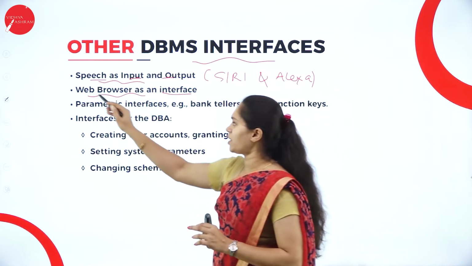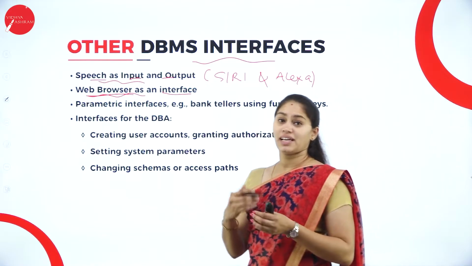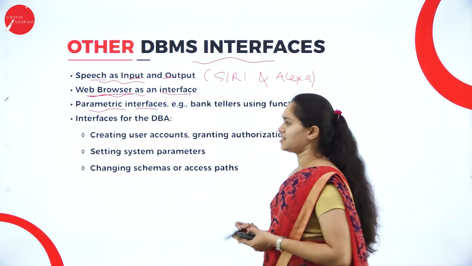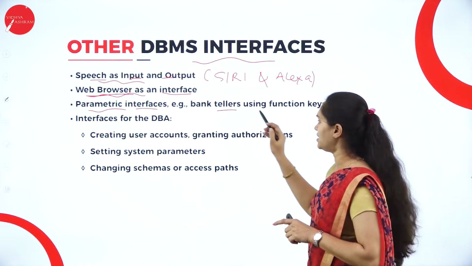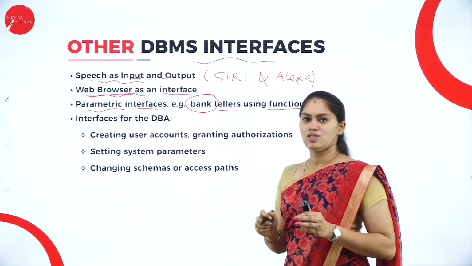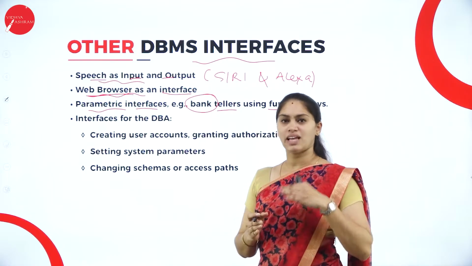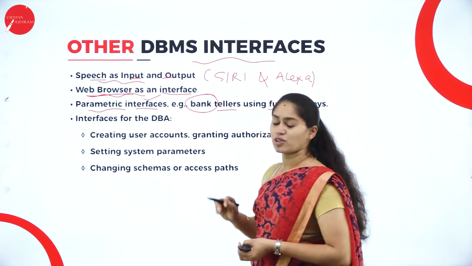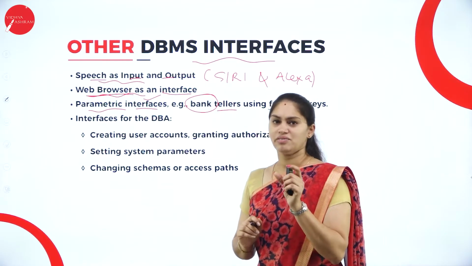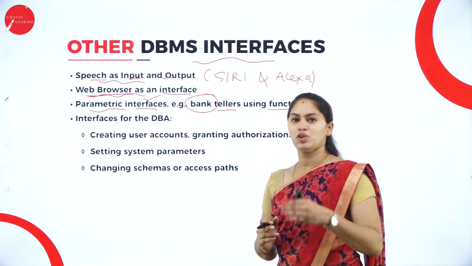So in the web browser it can be text based or image based, or it can even be voice based. And also we have parametric interfaces. You can take the example of a bank teller using the function keys. When it comes to the bank teller, here also it is going to have a set of predefined wordings. So that is going to be used when we use parametric interfaces based on certain parameters. For example, it is going to have a set of parameters which need to be used repeatedly.